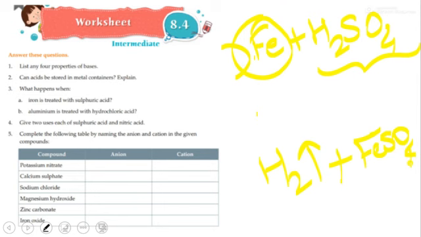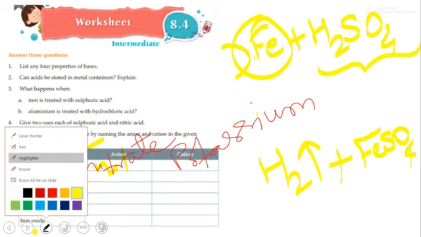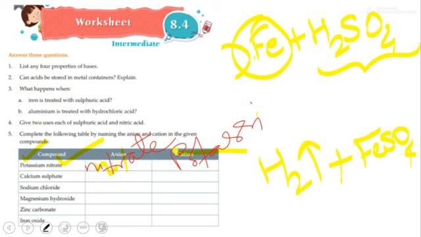Next is complete the following table, naming the anion and the cation in potassium nitrate. In acids, bases or salts, the first part is always positive and the second part is always negative. So the anion is nitrate and the cation is potassium, right? First part is cation, second part is anion, right? Understood? Okay, then calcium is the cation, sulfate is the anion. Okay, you can do it by yourself right now.